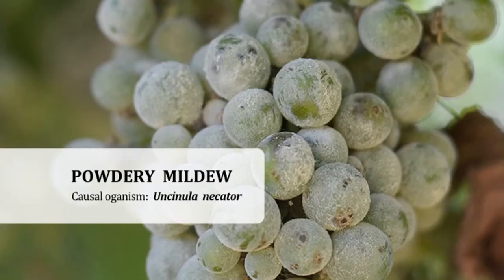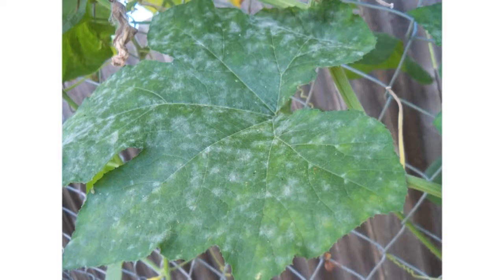Now let's discuss one after another the important diseases. First one is the powdery mildew. It is caused by Uncinula necator. Now let's see the symptoms of the disease. The disease attacks the vines at any stage of their growth. All the aerial parts of the plants are attacked. Powdery growth is mostly on the upper surface of the leaves.